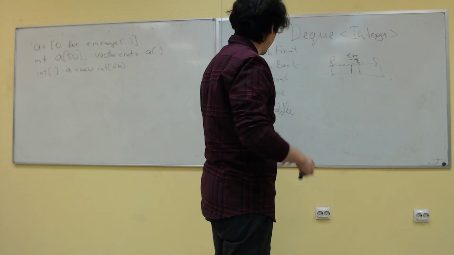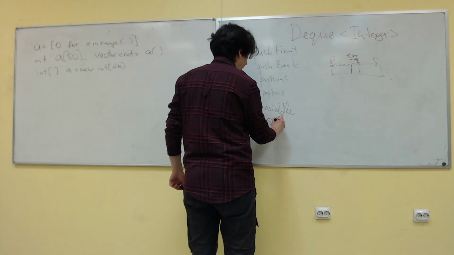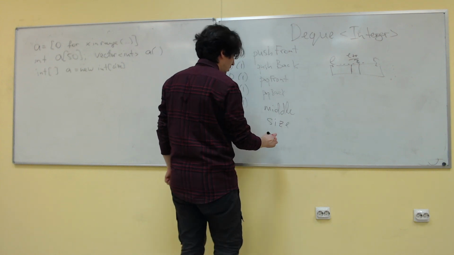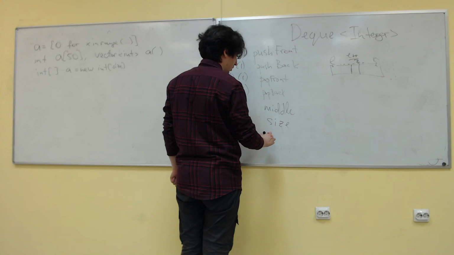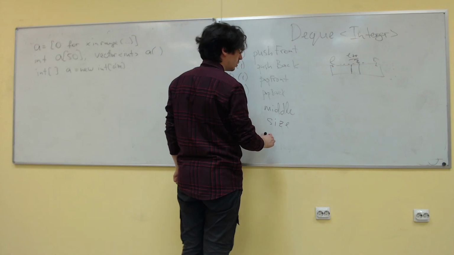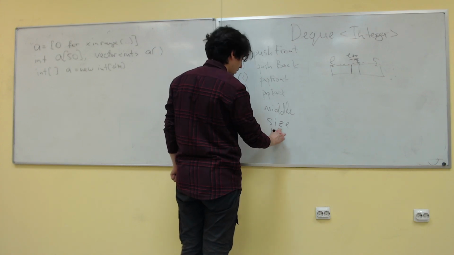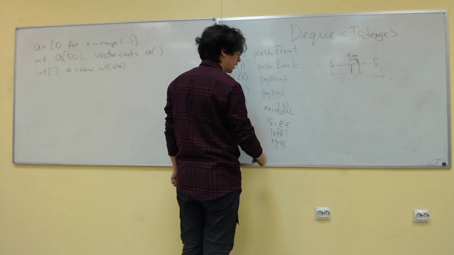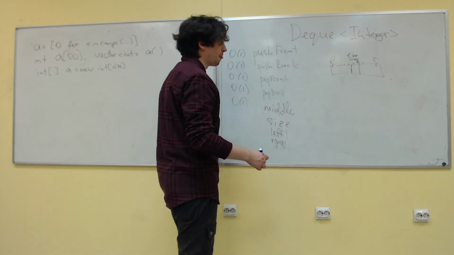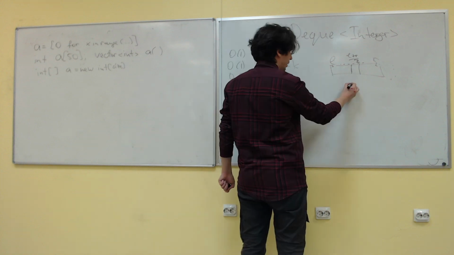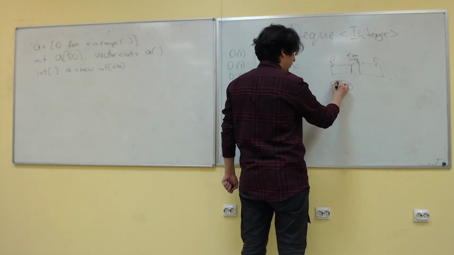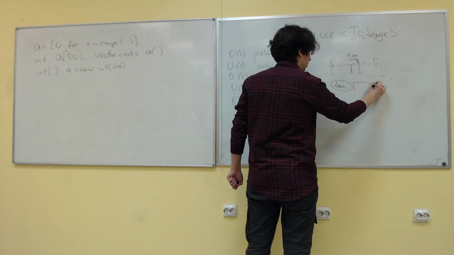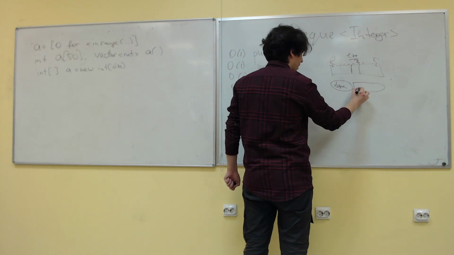Of course, we have a size operation, and we have left and right that return the left and the right Deque. We could store the left half in the first Deque, and store the right half in the second Deque.